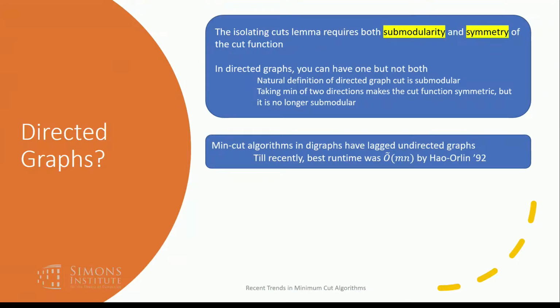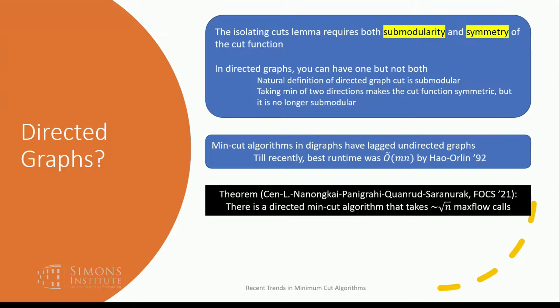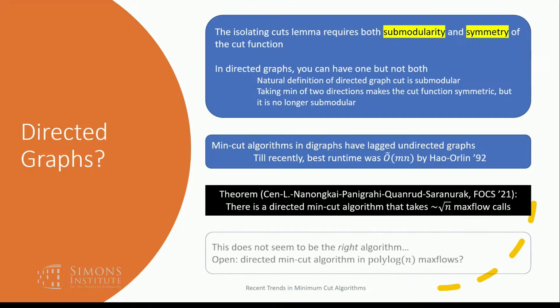This difficulty of directed graphs has indeed been seen in the literature. For example, historically, min-cut algorithms in digraphs have trailed behind undirected graphs. Until recently, the best running time was still mn. In recent work, we have some partial improvement where we showed that directed min-cut can be solved in just square root of n max flows. But of course, this does not seem like the right algorithm. We feel like there's still some slack in this argument, but we don't know how to improve it further. And I leave as an open problem: can we get directed min-cut in polylog max flows? Thank you.